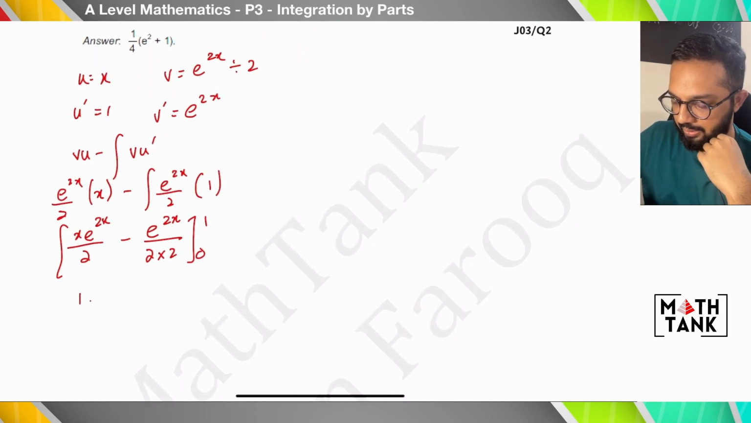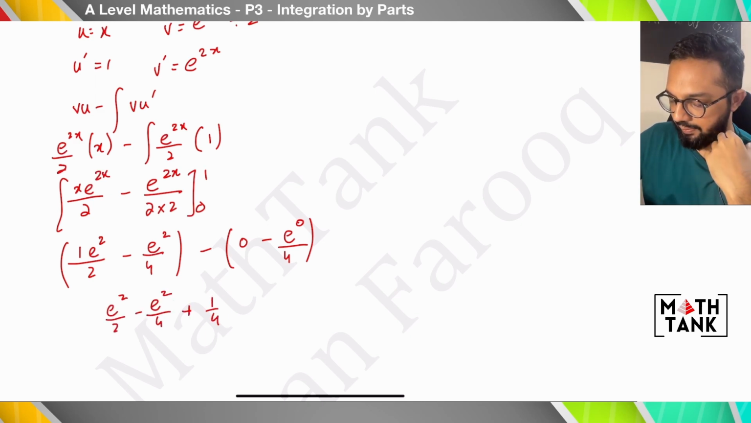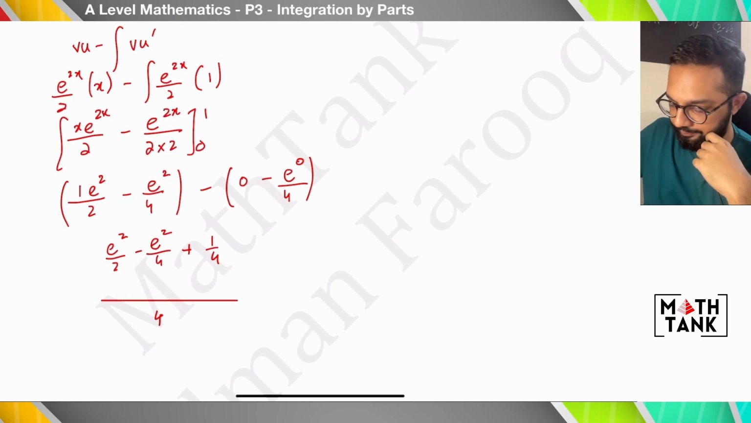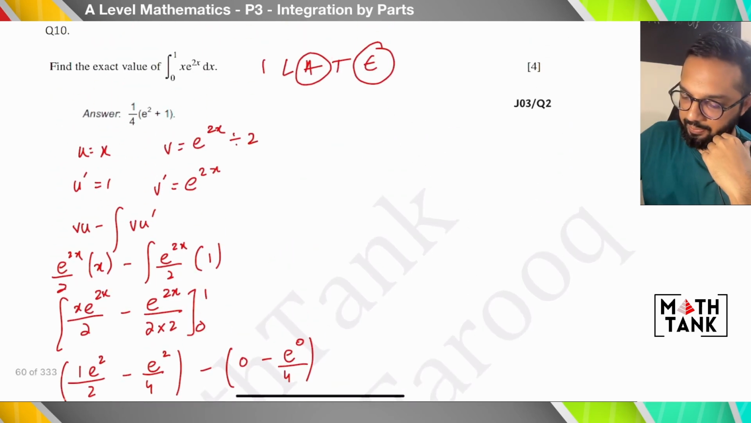Yeah. 1 e power 2 over 2 minus e power 2 over 4. 0. So I have e squared over 2 minus e squared over 4 plus 1 over 4. That is the final answer, e squared plus 1 divided by 4, and that's what your answer in the marking scheme also is.